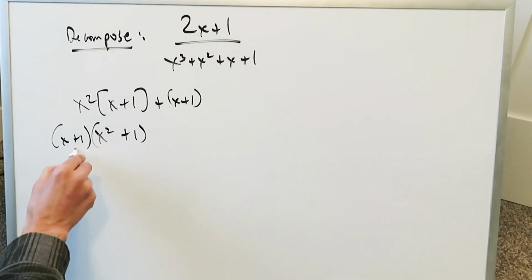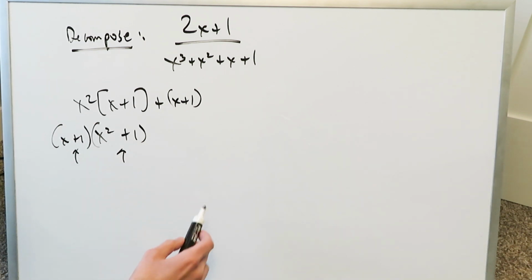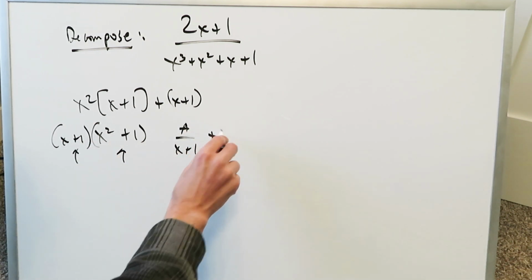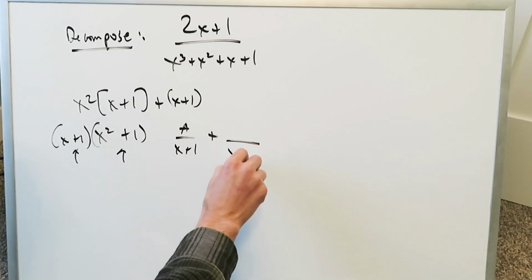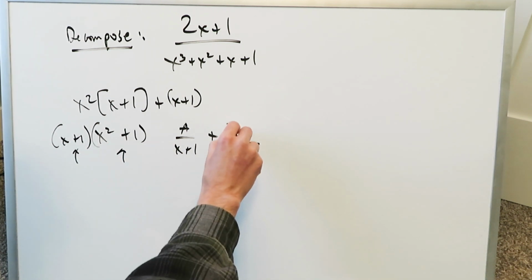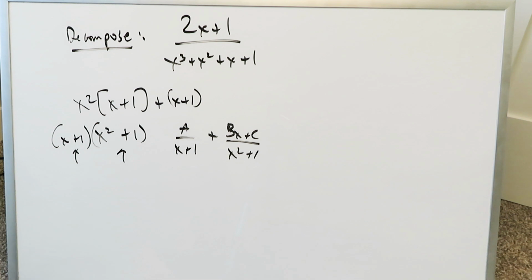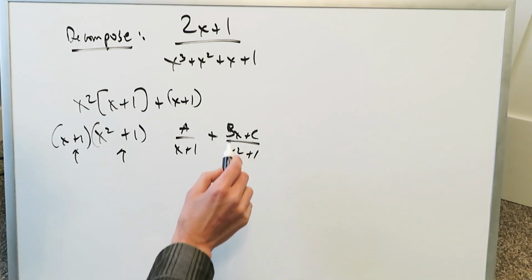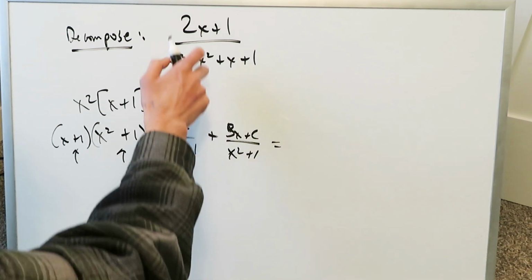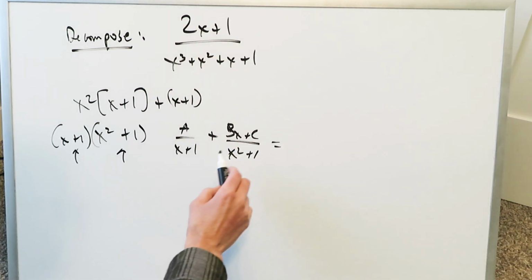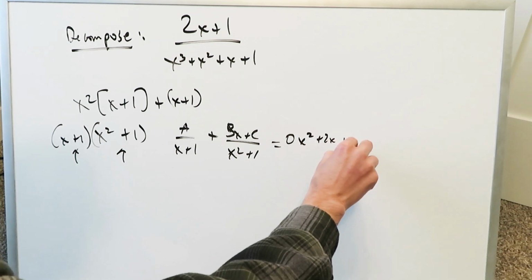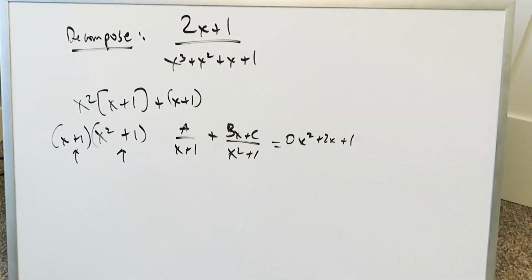And you know, since you have two of these, you must have two partial fractions come out. A over x plus 1 plus, over x squared plus 1, you're going to put bx plus c. You're not just going to put a b, but bx plus c, because we have an irreducible factor over here. All of this is going to equal 2x plus 1, but since we're going to be generating squares, you can say 0x squared plus 2x plus 1 because it'll give you a placeholder.